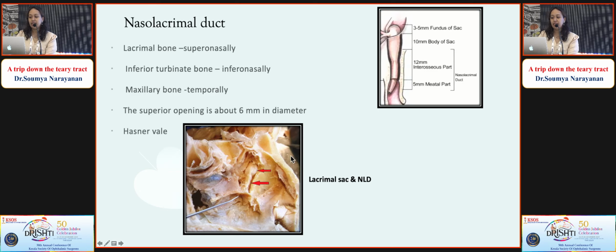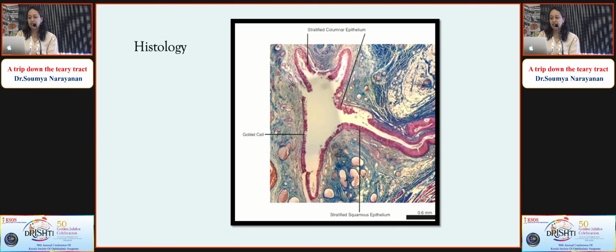The nasolacrimal duct has a 12 millimeter intraosseous part and a 5 millimeter meatal part, and the bone in the nasolacrimal duct is formed supranasally by the lacrimal bone, infranasally by the inferior turbinate bone, temporally by the maxillary bone. The superior opening is about 6 millimeter in diameter, and there is also a valve known as the Hasner's valve. And this is the histology. The punctum and canaliculus are formed by stratified squamous epithelium, and there we can see a transition from squamous to columnar. The sac is lined by stratified columnar epithelium with few goblet cells.